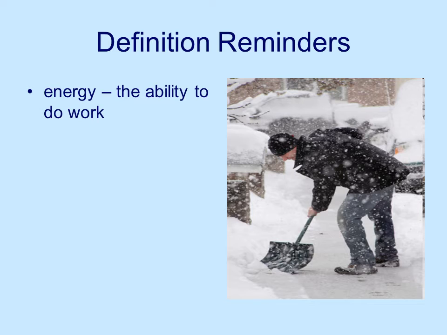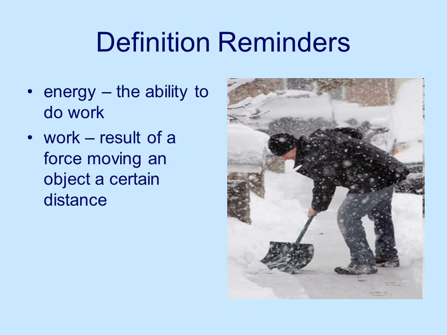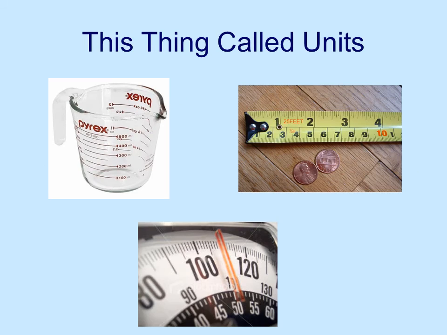Now, definition reminder: energy is the ability to do work. The gentleman shoveling snow is using energy because he is doing work. Work is the result of a force moving an object a certain distance. So what he's doing is scraping up the snow in his shovel, and he's moving it someplace else. So he is doing work, and if you know the weight of the snow and how far he moves it, you can actually calculate how much work he's doing. I know personally it's a lot of work because we have to shovel a lot of snow in the wintertime.